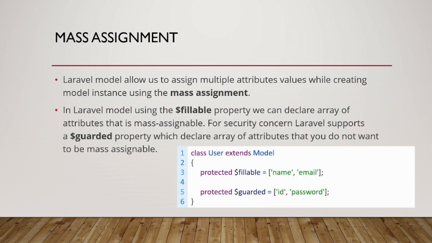The next is mass assignment. Laravel models allow us to assign multiple attribute values while creating a model instance using mass assignment. In a Laravel model, using the fillable property, we can declare an array of attributes that are mass assignable. For security concerns, Laravel supports a guarded property which declares an array of attributes that you do not want to be mass assignable. Here are the examples of mass assignment, the fillable property, and then the guarded property.